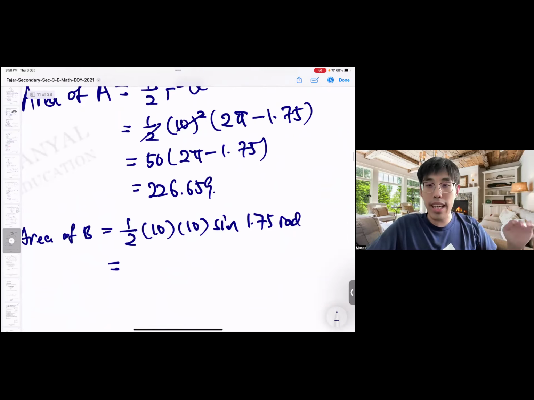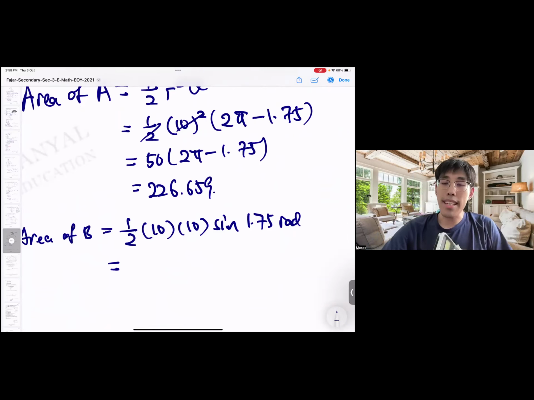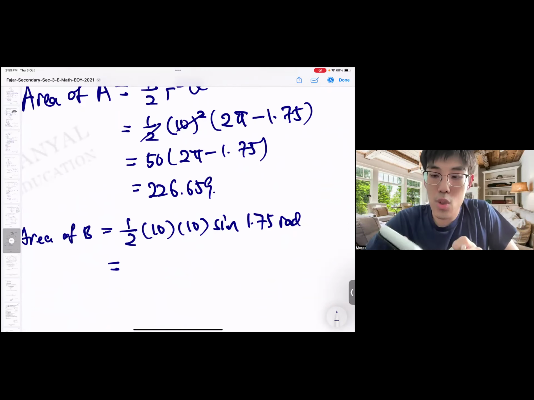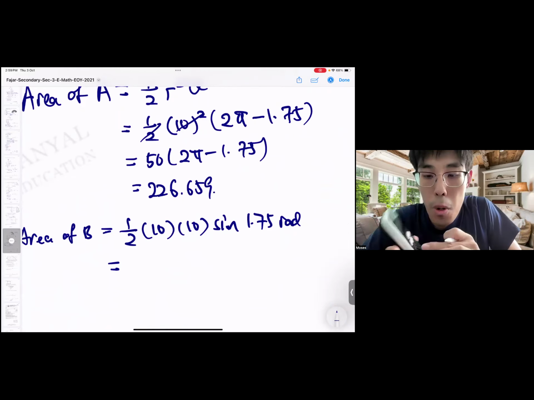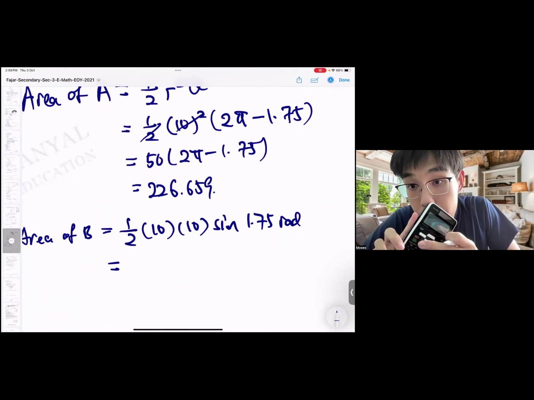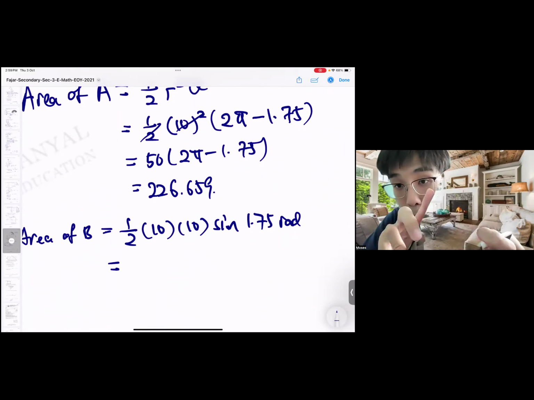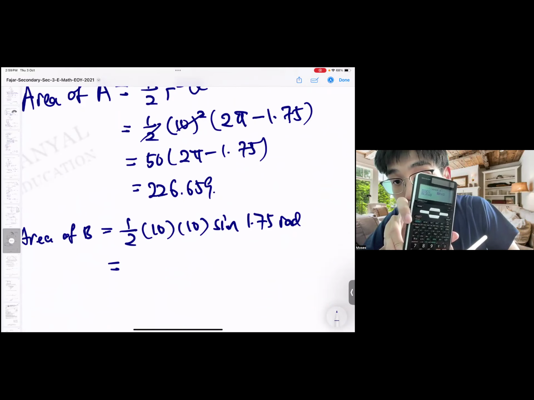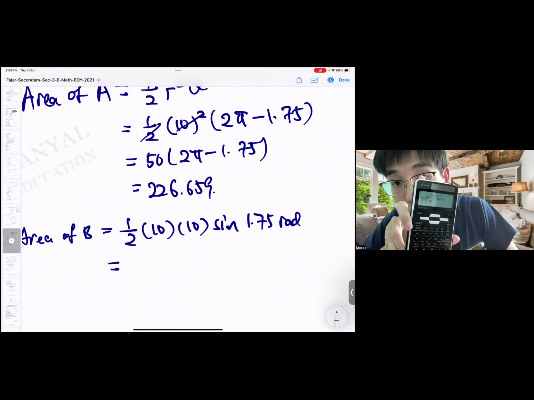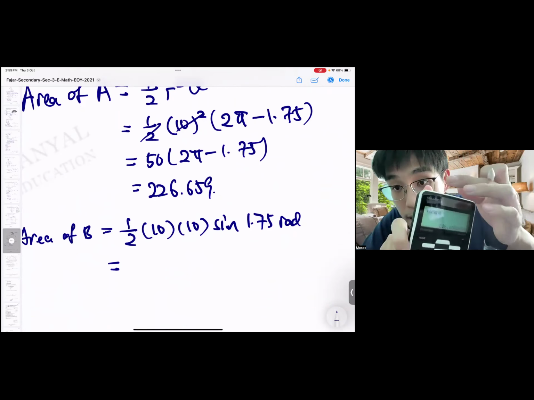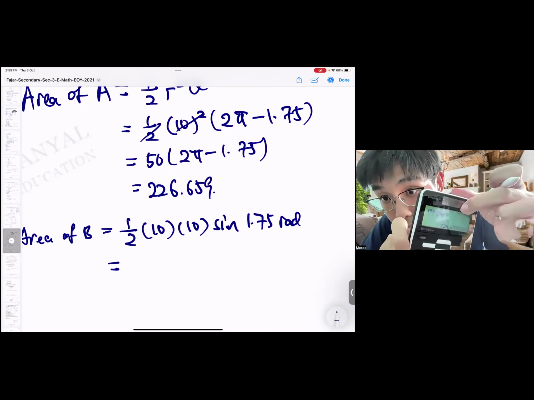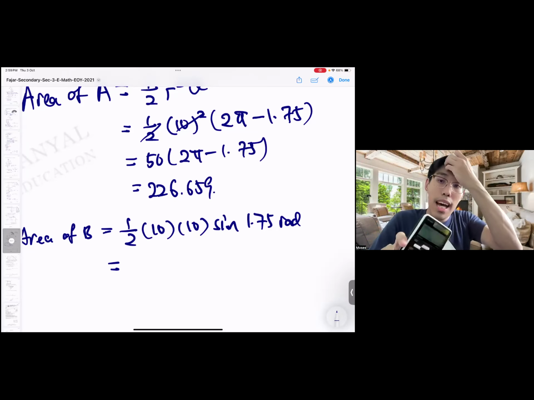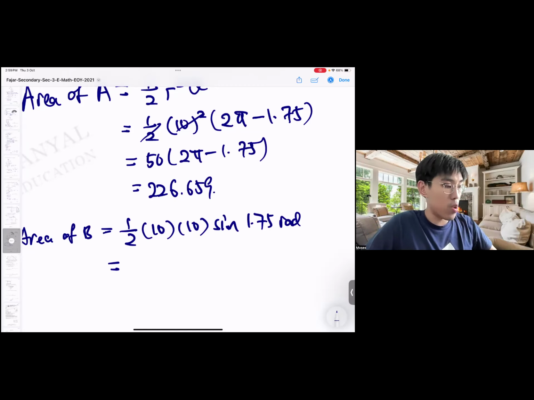Before we key this into the calculator, we must ensure that our calculator is in radian mode. Must change to radian mode. For those of you who don't know how, press setup. Then you get this menu. Then press 0, then change it, press 1 for radian mode. You can see from here, instead of DEG it is RAD. RAD means radian.